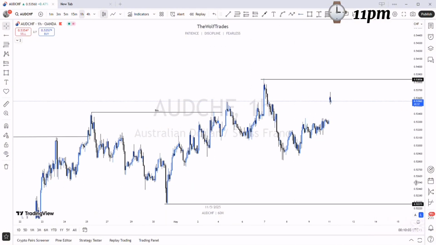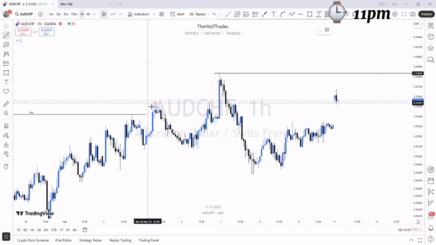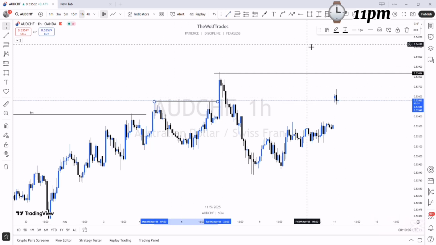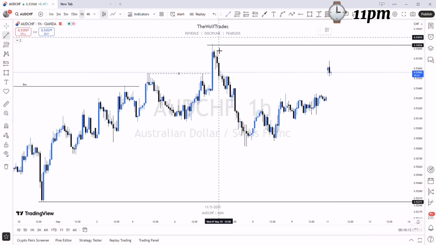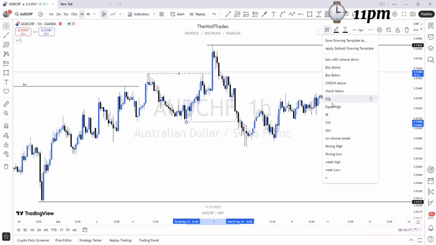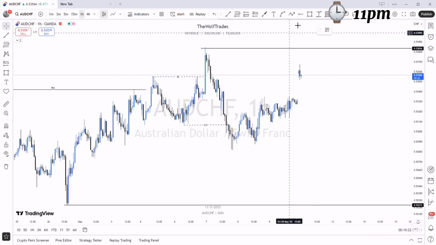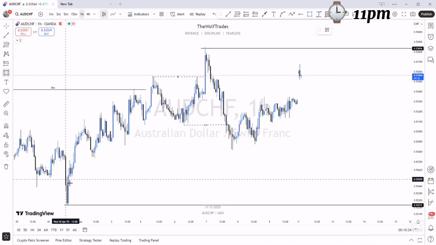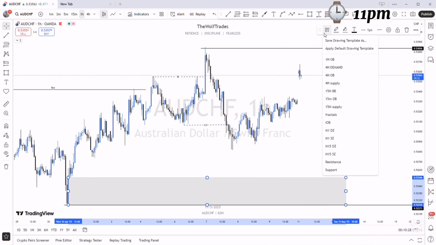So yeah, price created another break of structure. This internal break of structure came with a change of character. So I'll be waiting for price to come to the extreme order block or demand zone. The demand zone.